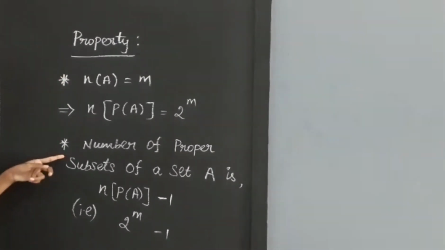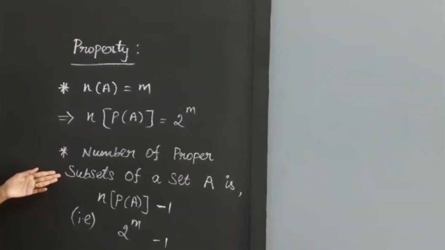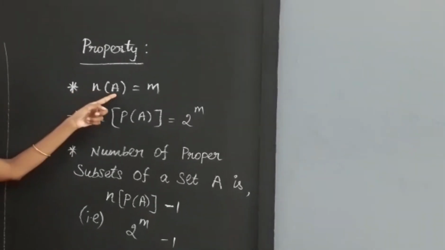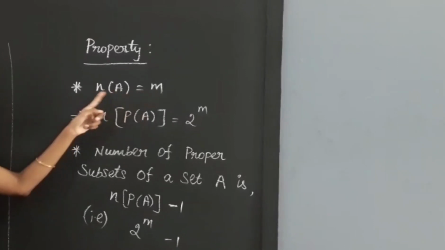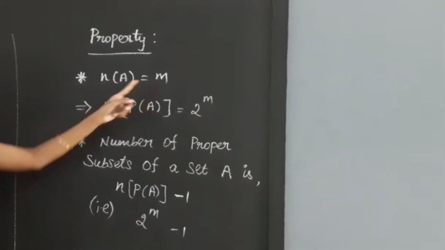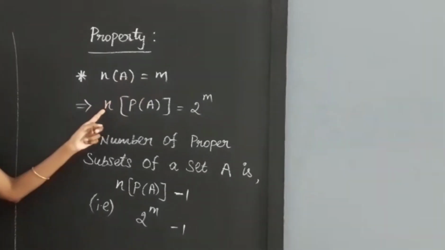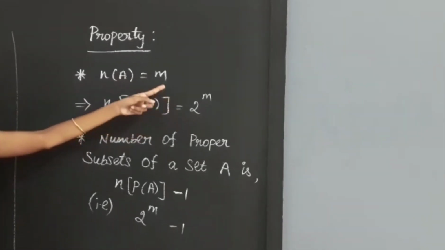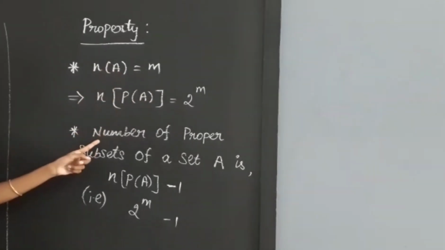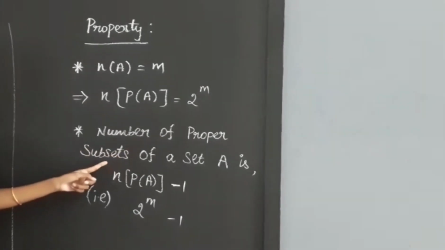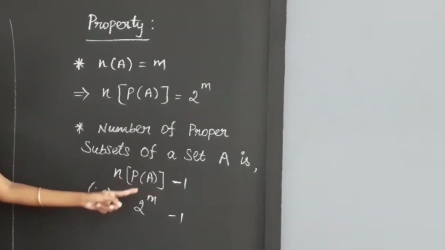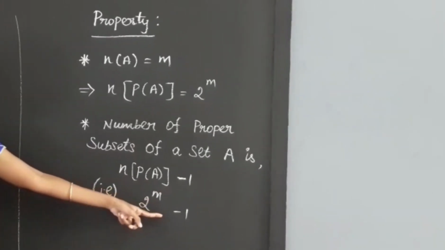Next see the properties. These two properties are very important. By using these properties we have to solve the exercise sums. Now see the first property: if n of A equal to m, where n of A means the number of elements in the set A, then n of P of A equals 2 power m. M means the number of elements in the given set. And another property: the number of proper subsets of the set A, that is n of P of A minus 1, is equal to 2 power m minus 1.